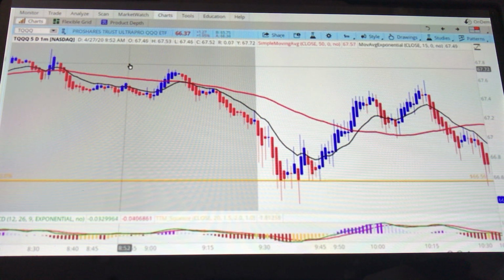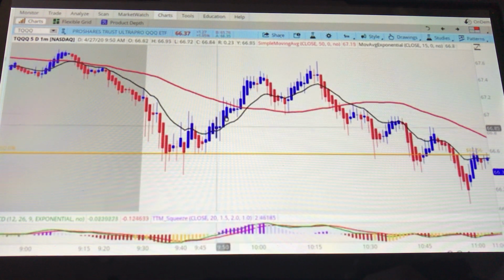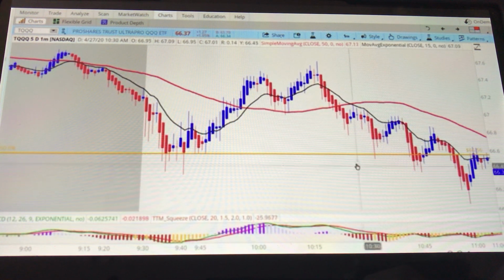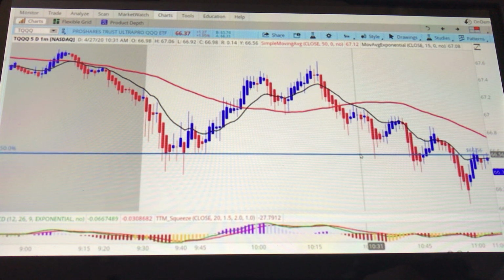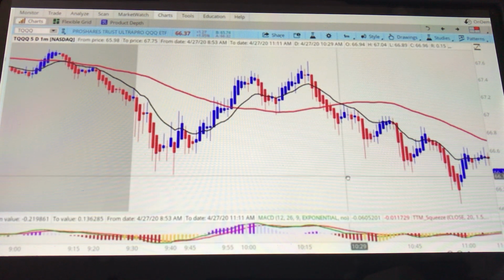So big move, it's got to be a big move, and then you kind of hope for that bounce. That's how I had a beautiful trade there this morning. Okay, so I just wanted to point that out. Let's get rid of that.